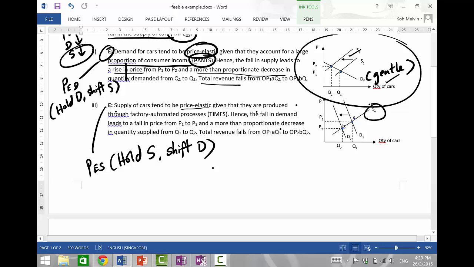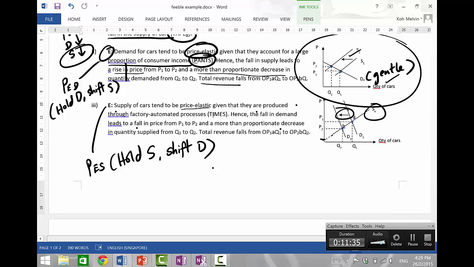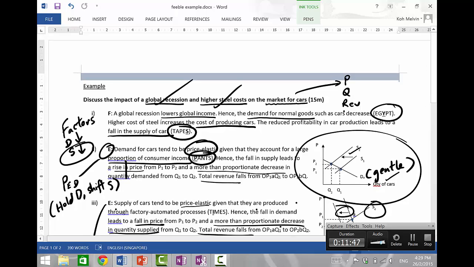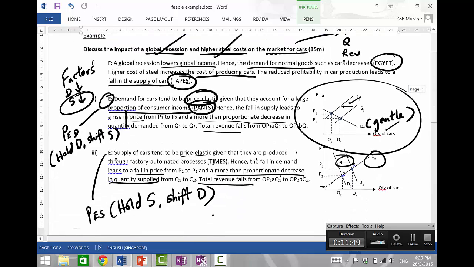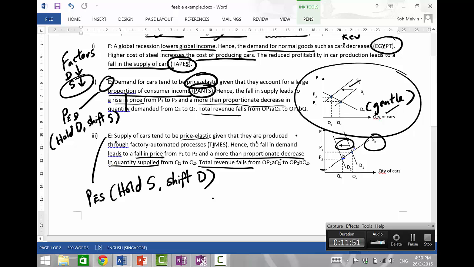Being a price elastic supply curve, make sure it cuts above your x-axis. In the sense that when you extrapolate your supply curve, it should cut above the x-axis. So I have a fall in demand coupled with a gentle supply curve, and this results in a fall in price, a more than proportionate fall in quantity supplied, as well as a fall in total revenue. So we are done with the first three steps: factors, elasticities, and both elasticities of demand and supply.